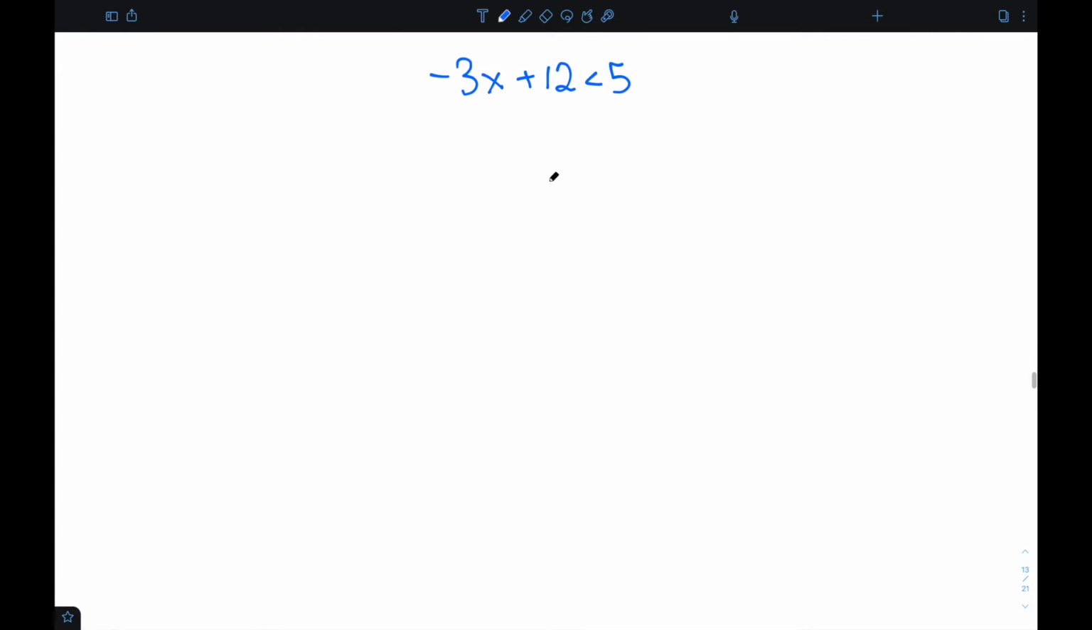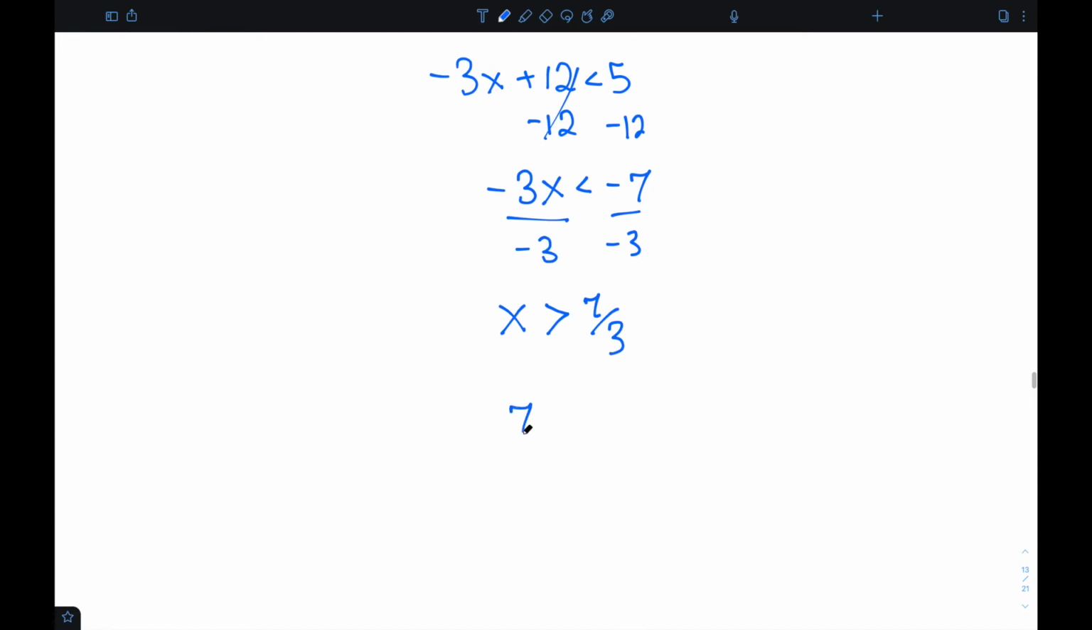Next, let's look at negative 3x plus 12 is less than 5. My first step should be to subtract 12 from both sides. That gets me negative 3x on the left and negative 7 on the right. When we divide both sides by negative 3, we have to flip the inequality since it's negative. And the double negative on the right-hand side cancels out, and we have that x is greater than 7 over 3.